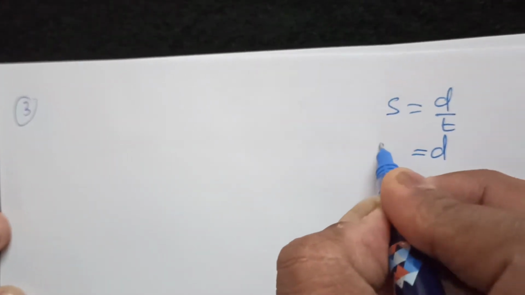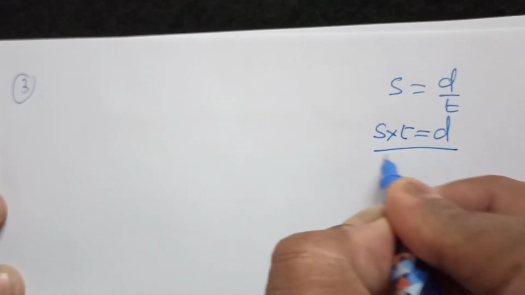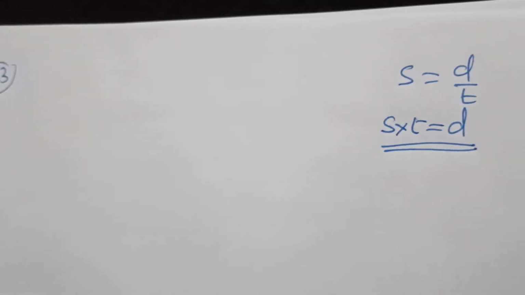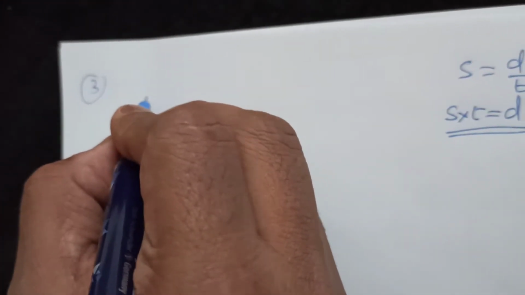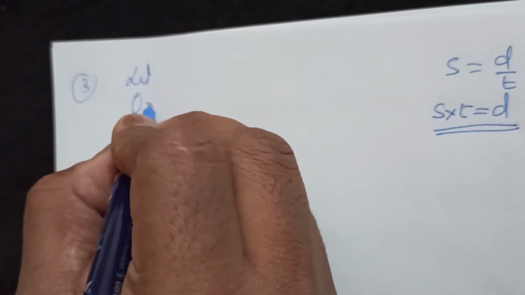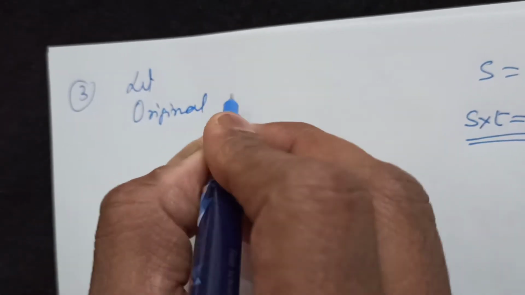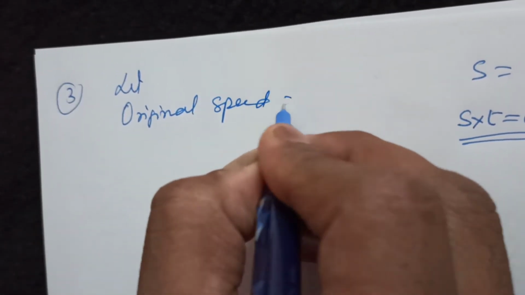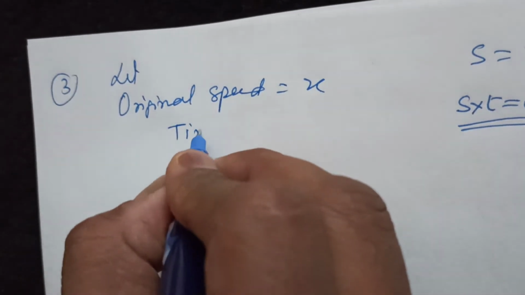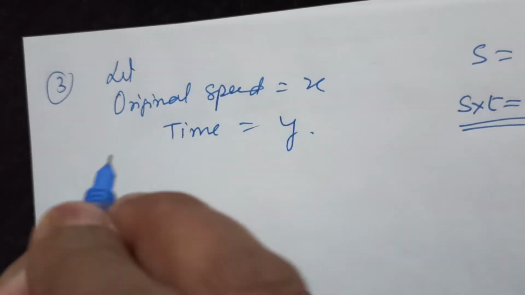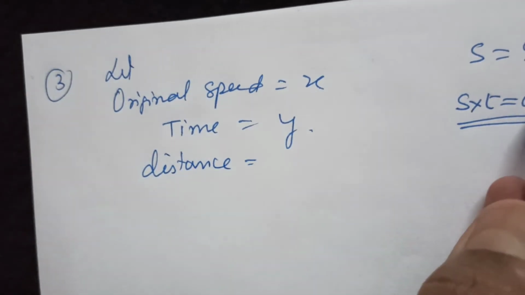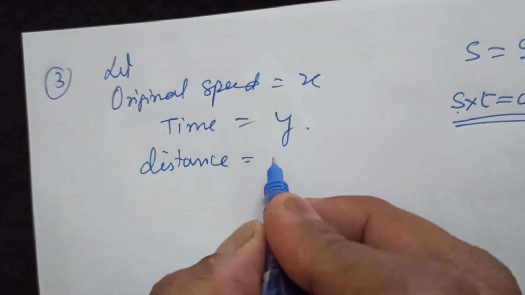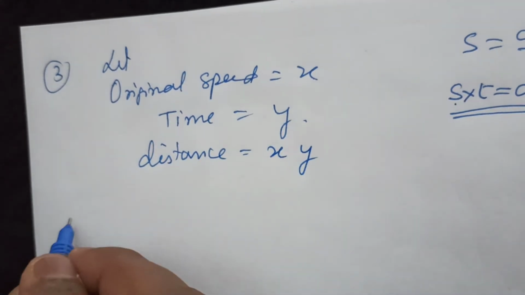So distance is speed into time. So here we are going to form the equation using this relation. Let the original speed be x and the original time be y. So students, the distance covered, which is the formula distance is speed into time, will be x into y.